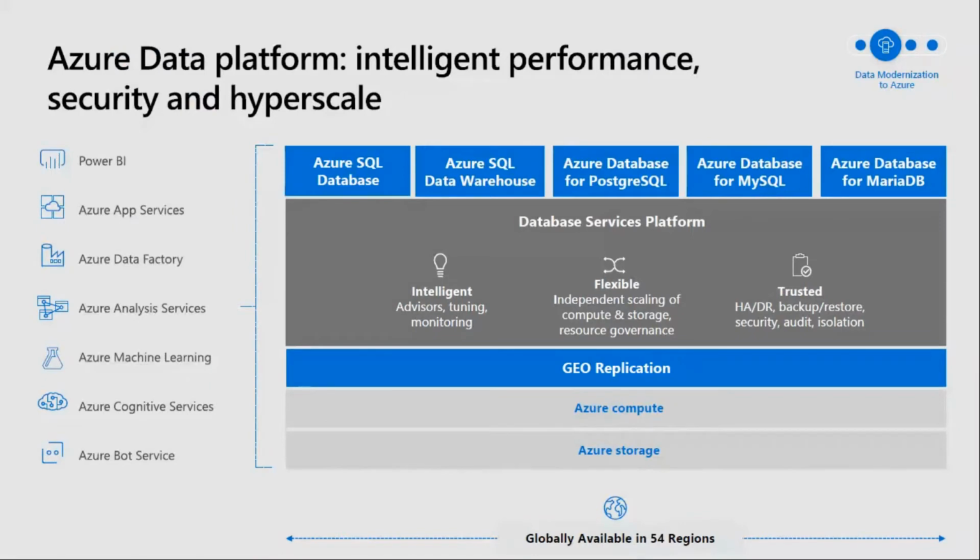The Azure data platform gives us intelligent performance metrics, such as Azure SQL Database Intelligent Insights. Similarly, for all the other offerings there is Intelligent Insights, for MySQL and for PostgreSQL. And it gives us top-notch security. You may have heard of private links and private endpoints, which are only available on the Azure platform. VNet isolation for the compute layer is also available on the Azure platform.